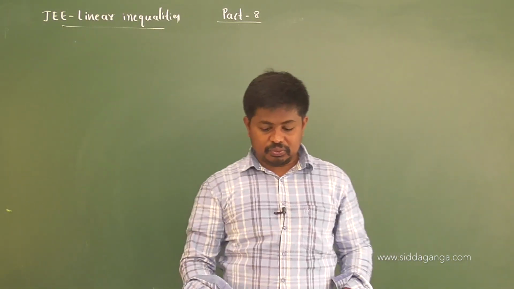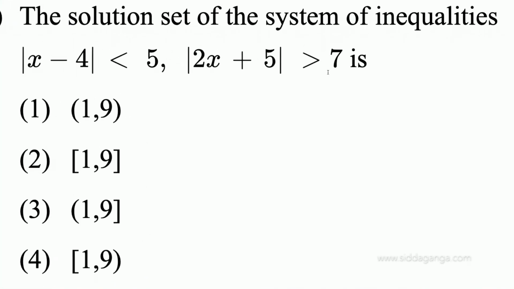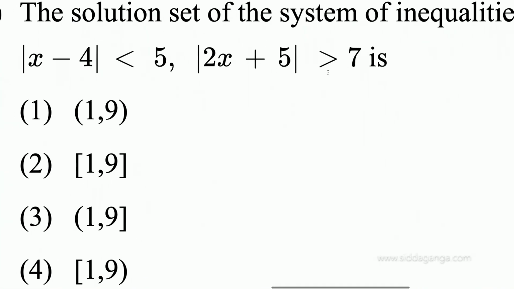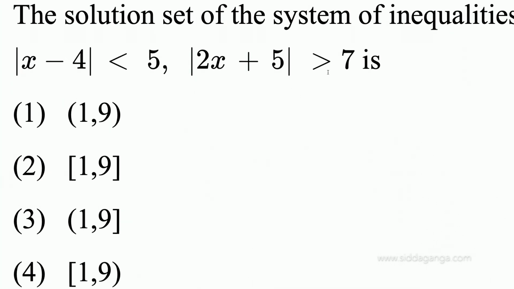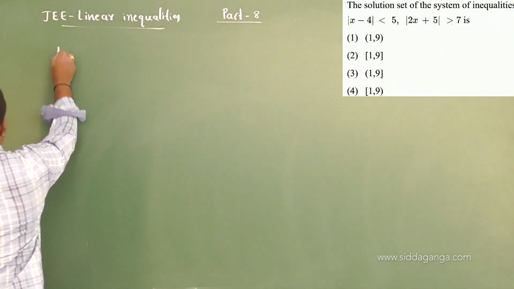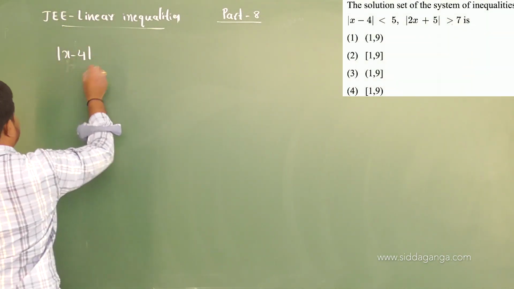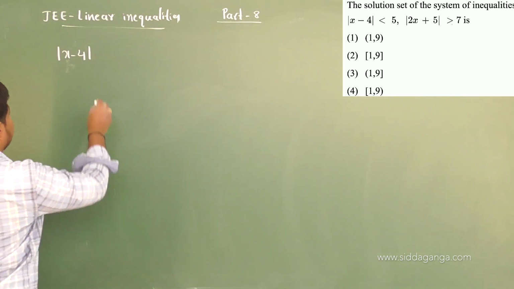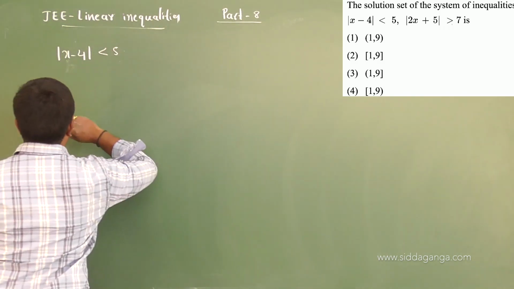Okay, let me move to question number 15. The solution set of the system of inequalities. Here we have a system of two inequalities. So let me find the solution. First one is modulus of x minus 4 less than 5. Let me solve this first.